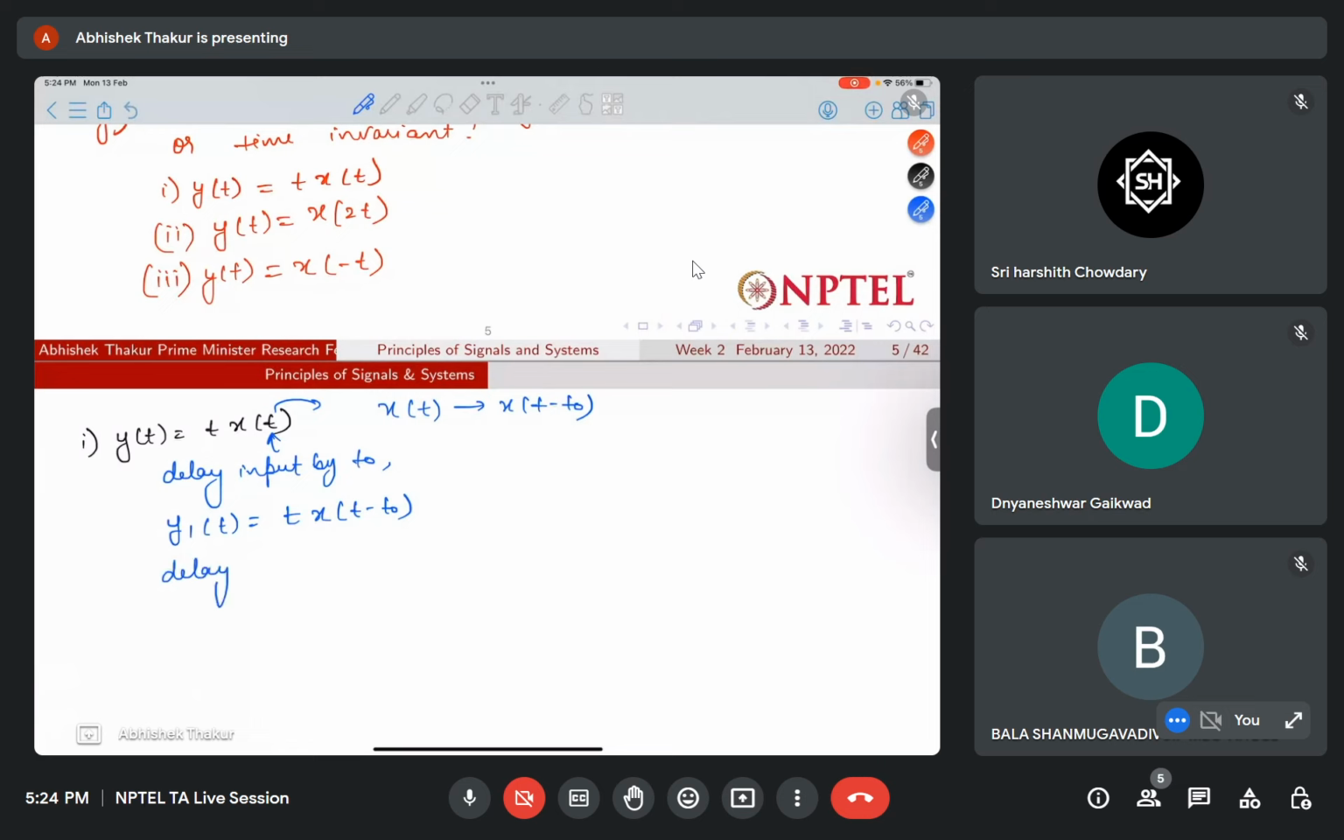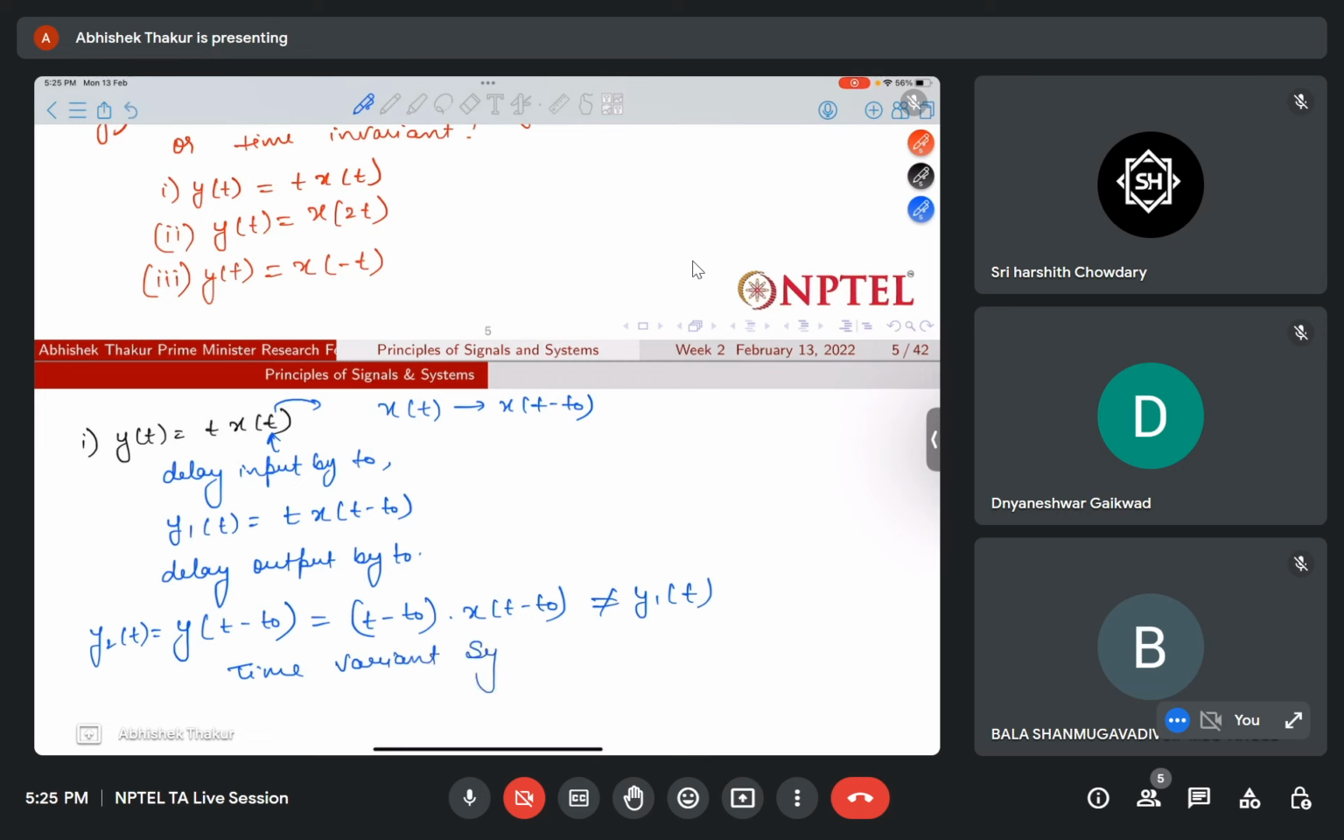Now delay the output by t naught. This means y(t minus t naught), that is y2(t). This will be equal to (t minus t naught) into x(t minus t naught). So this is clearly not equal to y1(t). Hence this is a time variant system. Any doubt in this? Any doubt? Then you can ask.